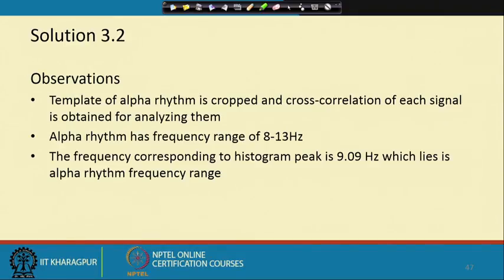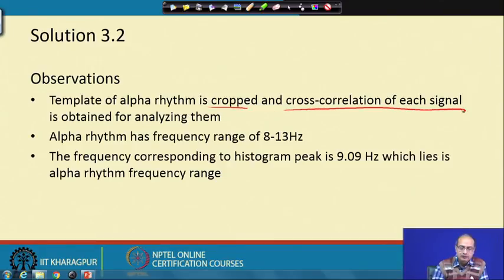Hence we summarize our findings. Our observations are, we have the template of alpha rhythm that is cropped, and we take the cross correlation of each signal for the purpose of the analysis. Here please keep in mind that selection of the template is very crucial. Only an expert can pick that. Without a proper selection of the template, the whole technique will fall apart.